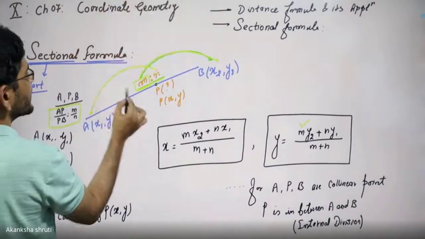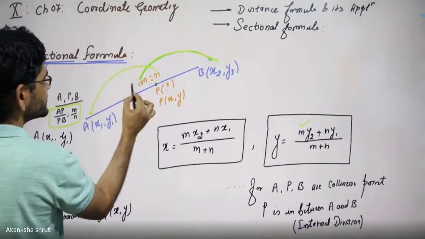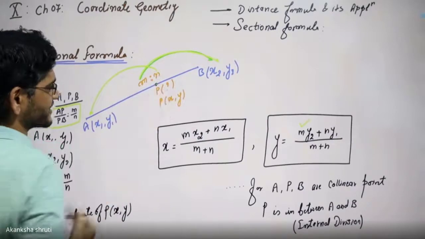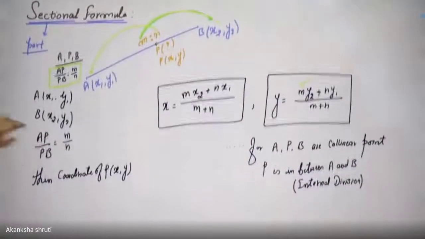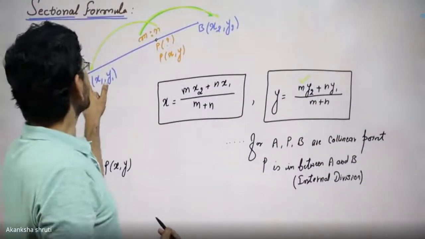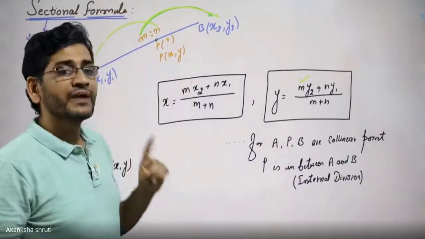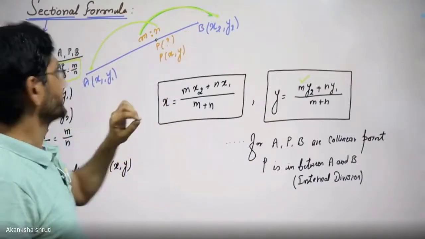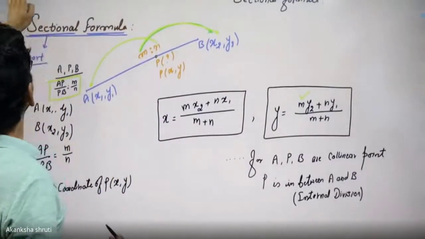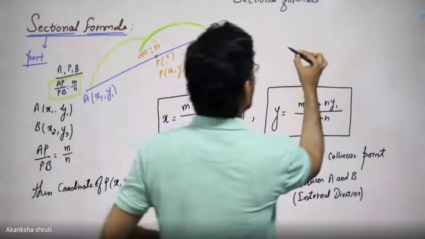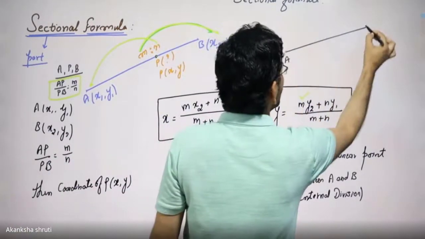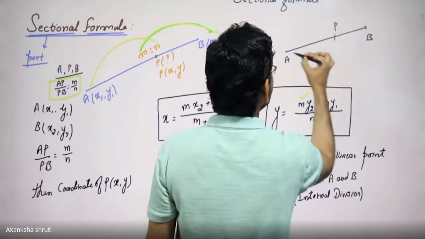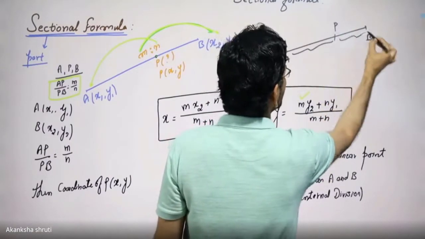Students, here we have to keep in mind a few things. Means what is the limitation or what is the importance of this sectional formula? Students, keep in mind this points A, P, B must be collinear. Means they must lie on the same straight line. That's why it is called the sectional formula, as the name itself indicates. Students, if this is point A, this is point B, then P is any point, this is one segment, this is the other segment.